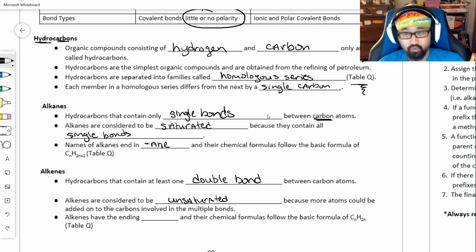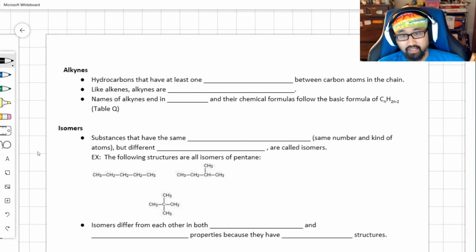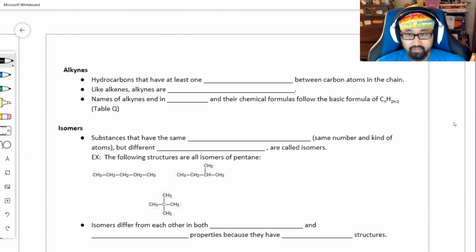Alkenes will always end in -ene, E-N-E. Now, if you're clever, you've already figured out the pattern. Alkynes. Single, double. Alkynes are going to have at least one triple bond.